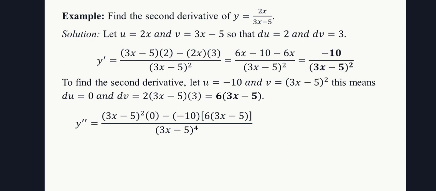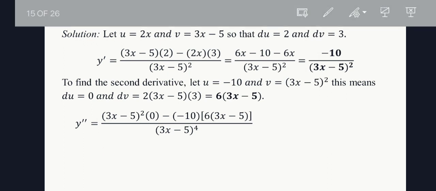So, to get the second derivative ng ating function, that is, v natin muna, that is square of 3x minus 5, multiply by your du which is 0, minus your u, negative 10, times your dv which is 6 times 3x minus 5, all over the square of your v which is 3x minus 5 squared. So, the answer is 3x minus 5 fourth.